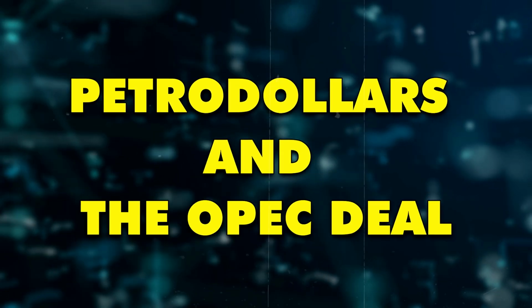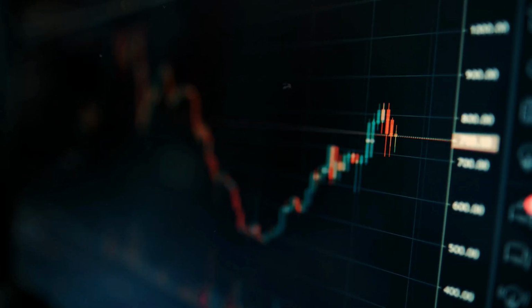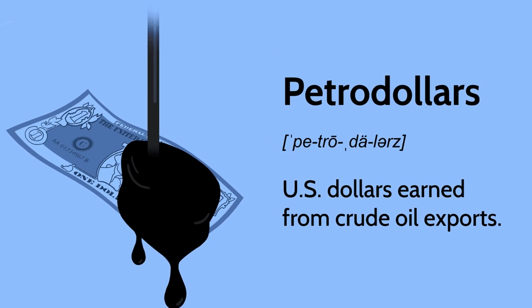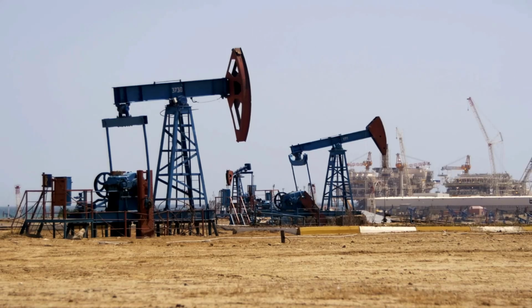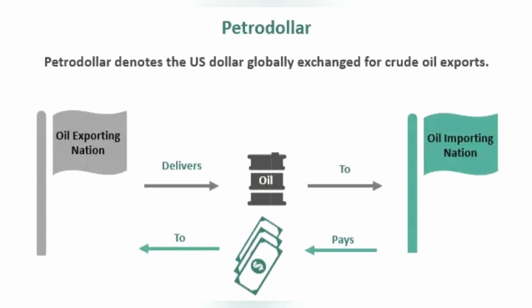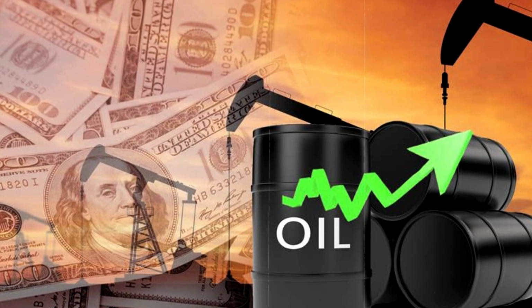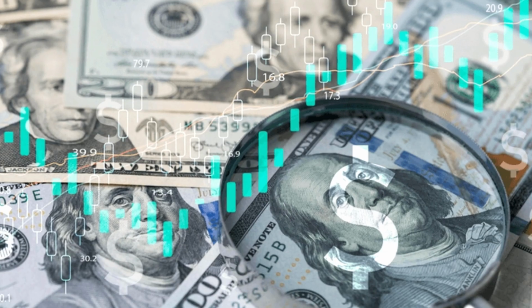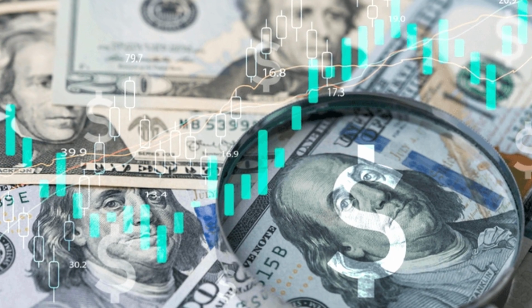Petrodollars and the OPEC deal. The dollar's rise as an international currency continued with the petrodollar system. In the early 1970s, the US struck a deal with the Organization of Petroleum Exporting Countries, OPEC, to price and trade oil exclusively in dollars. This arrangement created a global demand for the dollar and solidified its status as the primary global reserve currency.